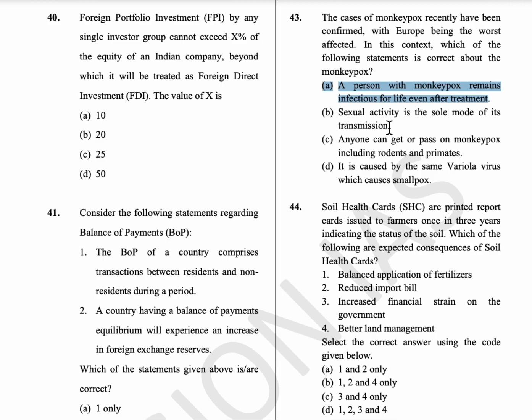It can be transmitted through various things. So B is also wrong. Coming to option C, anyone can get or pass on monkeypox, including rodents and primates. So option C is the correct answer. Next is option D. It is caused by the same variola virus. No, monkeypox is caused by the monkeypox virus, which is of the same genus as variola virus, but not variola virus. So D is also wrong. So only option C is correct.